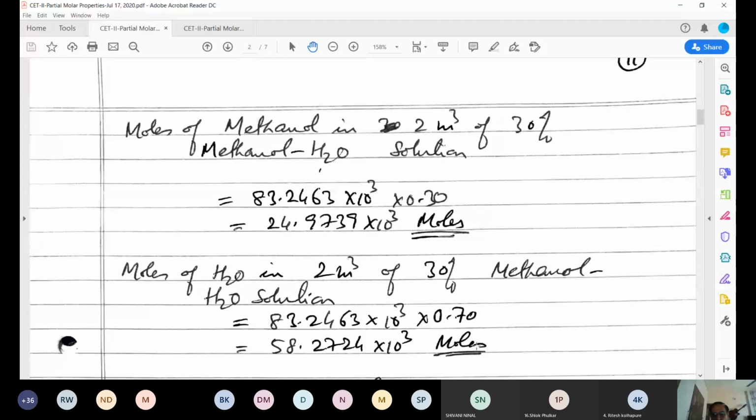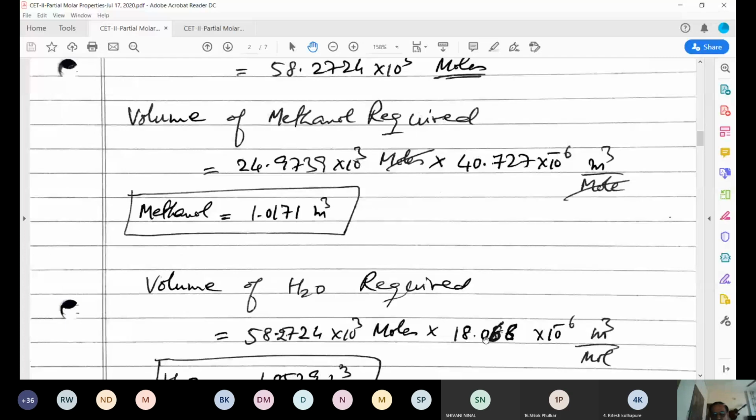सो वंस यू गेट दिस इज प्योर मिथनॉल, दिस इज प्योर वाटर. प्योर मिथनॉल का मोल्स मिल गया, प्योर वाटर का मोल्स मिल गया. नाउ वी कैन फाइंड आउट फ्रॉम हियर कि वॉल्यूम ऑफ मिथनॉल कितना लेना पड़ेगा और वॉल्यूम ऑफ वाटर कितना लेना पड़ेगा. दैट्स व्हाट वी हैव डन हियर. मोल्स इनटू मोलर वॉल्यूम will give me volume of methanol which I need to take starting में, and similarly moles of water into molar volume of water will give me कितना volume of water लेना पड़ेगा.